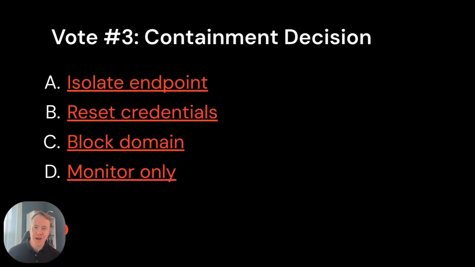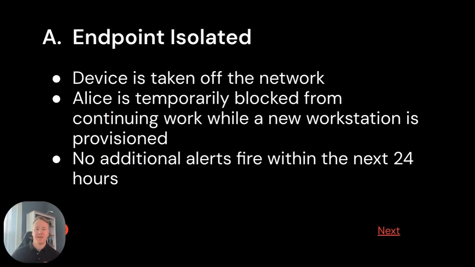It looks like the most popular selection based on your vote is to isolate the endpoint. So let's take a look at what happens there. We take the device off the network. Again, Alice is temporarily blocked from continuing her work while we provision her a new workstation. On the plus side, there are no additional alerts, no unusual activity in the wake of this action.